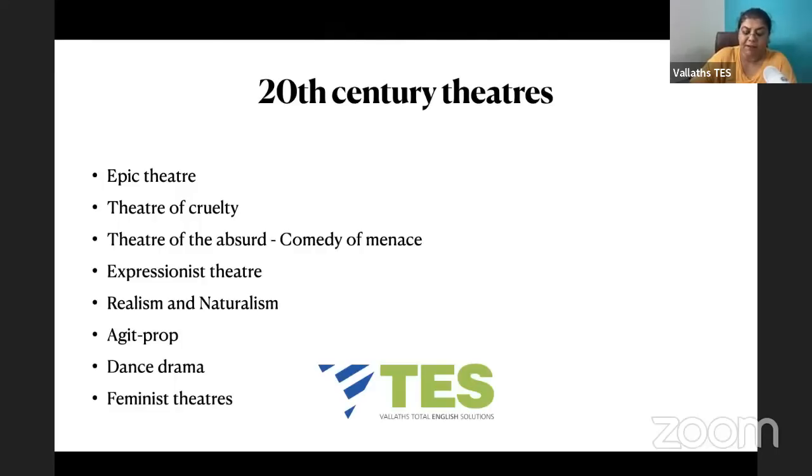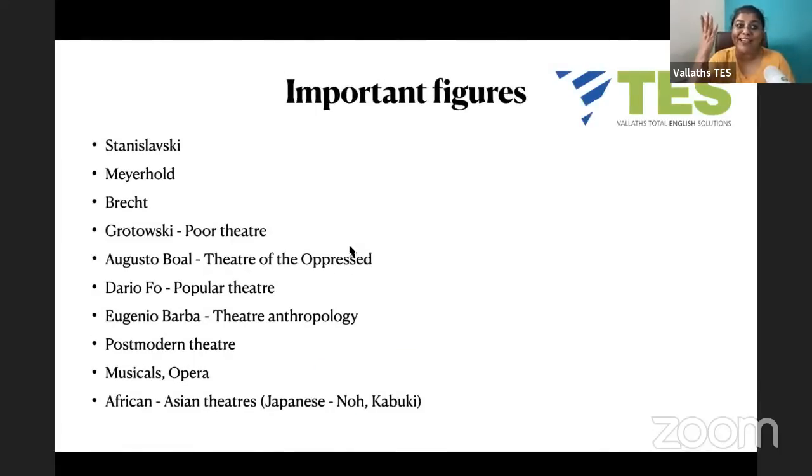Then we have feminist theater. Feminist theater, so many. Caryl Churchill herself is a feminist theater person. There are many theater groups of feminists. Women's theater groups are important. Theater journals are important. You can check all these online. You should please read online. Will you do that? Now I am moving on to talk about important figures.